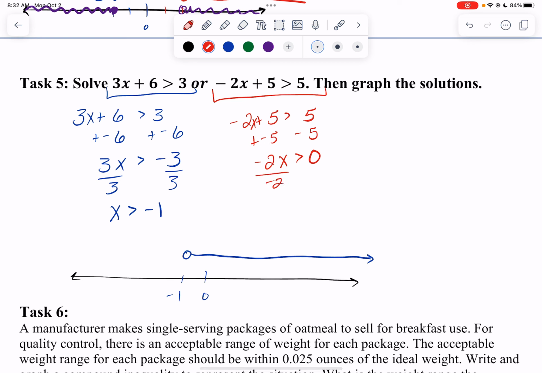Divide both sides by negative 2. Oh, careful. Star there. I'm dividing by a negative, so my inequality has to flip. So now my x has to be less than 0. Okay, so from 0 on down.